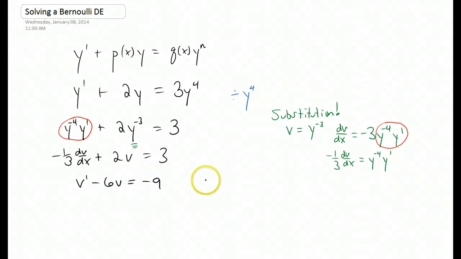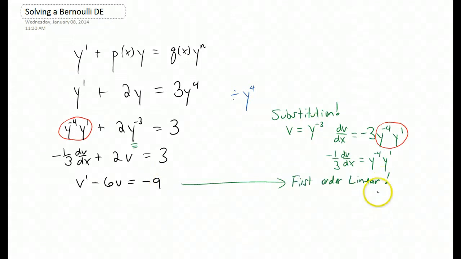So what our substitution has done is it's actually turned our Bernoulli differential equation into a first order linear differential equation. And this always happens. We're always going to divide through by y to the n. Our substitution is always going to be y to whatever power turns out right here. And we're always going to end up with a first order linear differential equation. Fortunately, at this point, we know how to solve first order linear differential equations. We use the integrating factor.